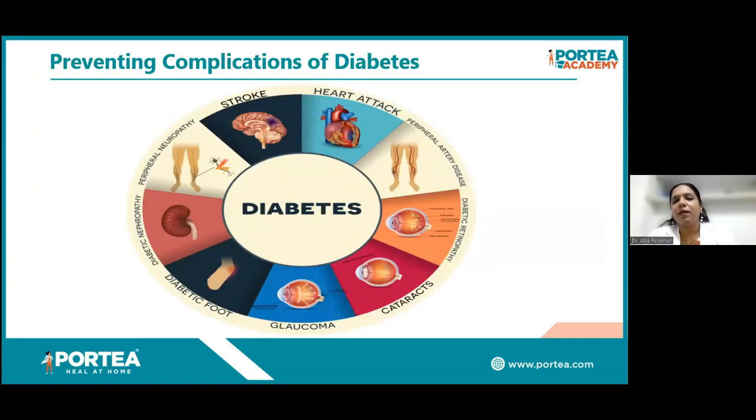Now, we will talk about how to prevent complications with sugar. Sugar is one disease which can affect almost all organs of the body. In medical terms, we say microvascular, macrovascular, small organs also, big organs also. There is no organ which sugar basically leaves. It takes all the organs into action, and with time, the patient will have complications.